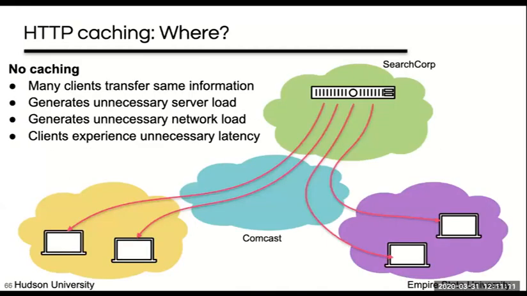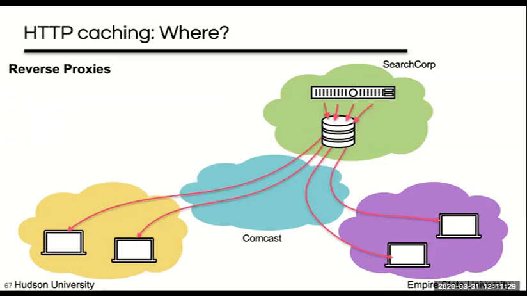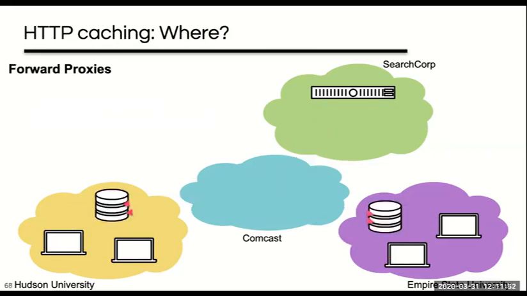Here's a baseline diagram with no caches. You've got many clients transferring data from the same server here in Search Corp. It generates unnecessary load on the server and on the network, and the clients may experience unnecessary delay. And so a content provider may set up a proxy server, a cache called a reverse proxy. This is a cache that's near the server. This reduces server load since the easy stuff gets served out of the cache.